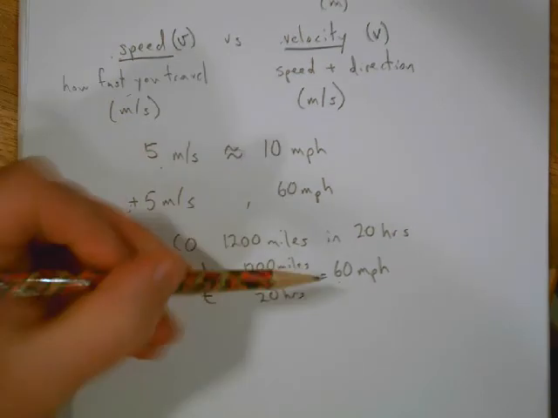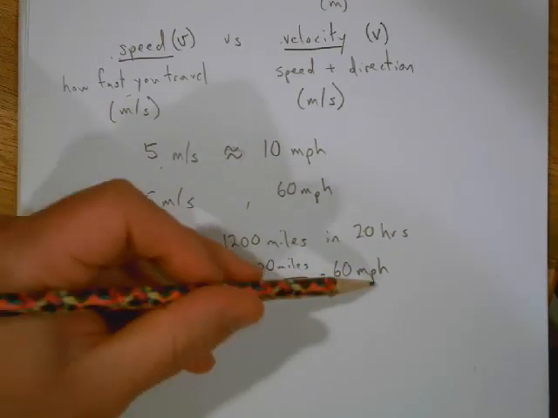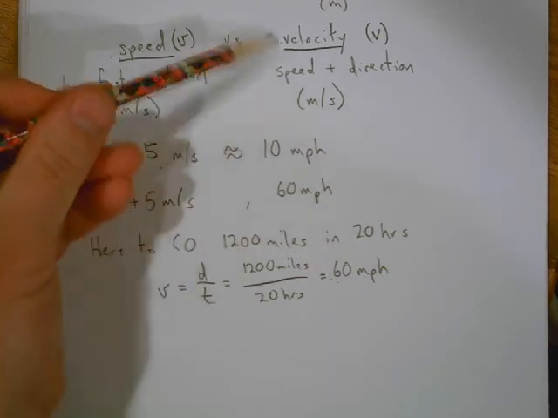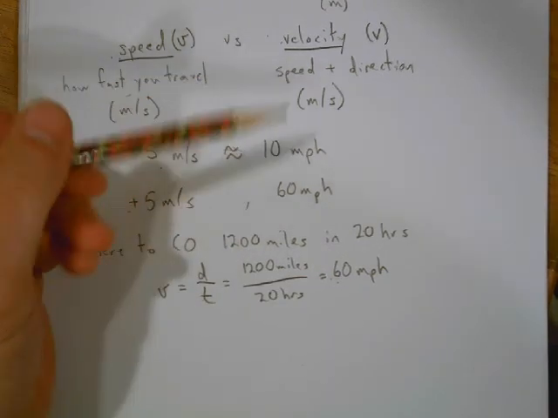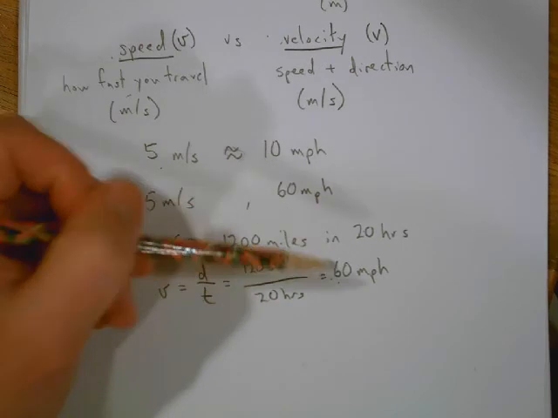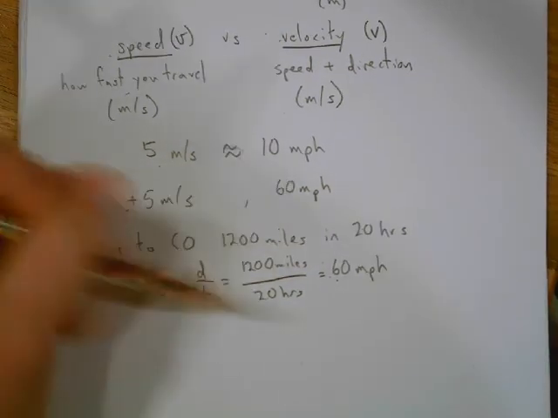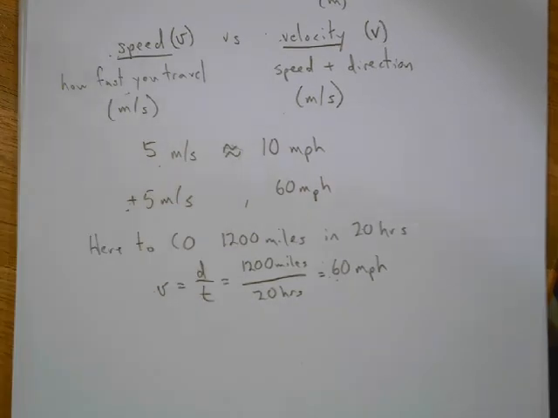Now, 60 miles per hour, that would be a speed. Why? Because I'm not telling you the direction. Now, if you were to say 60 miles per hour west, hey, that's now a velocity. Or if you were to call the east direction positive, then it would be negative 60 miles per hour. The negative is telling you direction, okay?